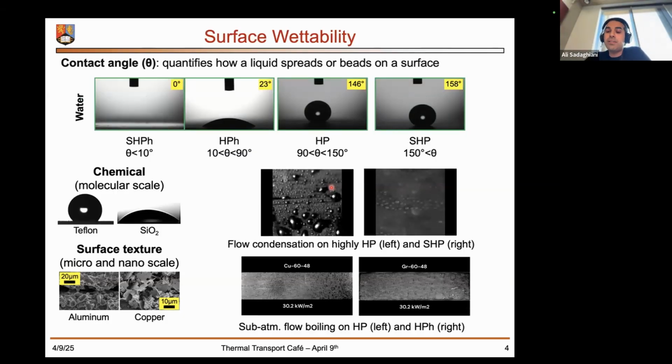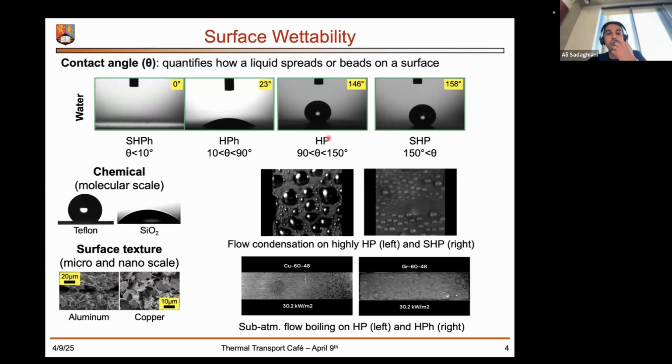Now, surface wettability is a parameter that affects how liquid is in contact with a solid surface. It is characterized by contact angle, quantifying how the liquid droplet or liquid film is sitting on a surface. We have hydrophilic surfaces that attract water, where the contact angle is lower than 90 degrees, and water repellent or hydrophobic surfaces, which have a contact angle higher than 90 degrees.